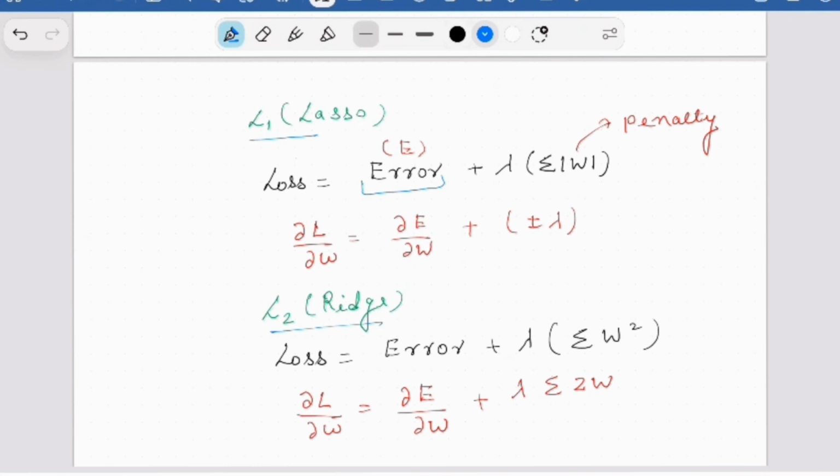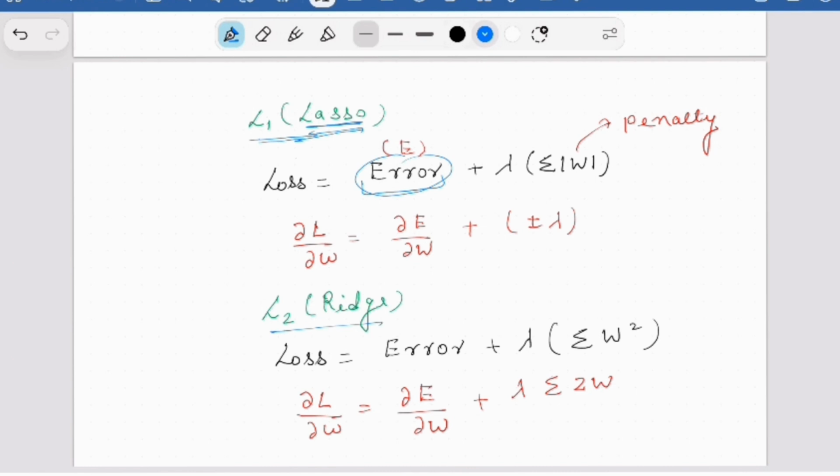Okay, now here we have the formulas for the loss functions in both cases. For L1, the loss function starts with error. Error is nothing but the normal error we have been using in machine learning algorithms. For linear regression it is mean squared error. For logistic regression it is cross entropy loss. So this is the same error.